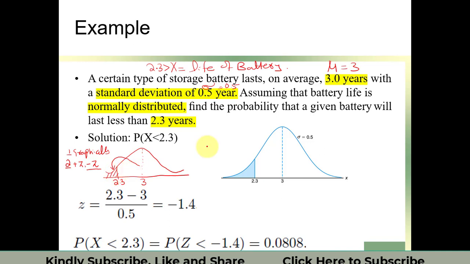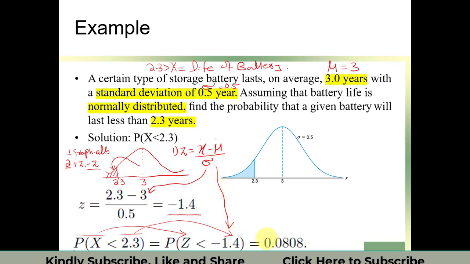So let's start this problem. First of all, you write the formula of the z distribution: z is equal to x minus mu divided by sigma. Put in the values: x is 2.3, mu is 3, sigma is 0.5. We get z equal to minus 1.4. As obvious, it lies on the left-hand side of the mean value. Now you write the probability associated with the random variable x being less than 2.3, and you interpret this x in terms of z, the standardized normal distribution, so 2.3 becomes minus 1.4. You have converted 2.3 to minus 1.4 using this formula.